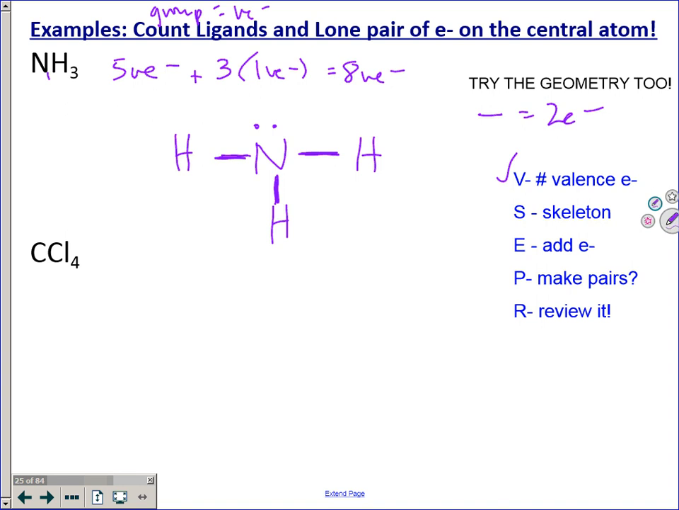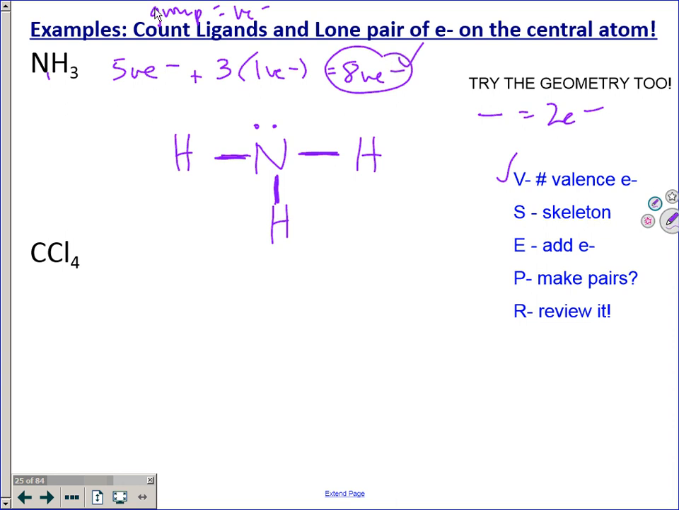So basically I'm skipping this pair things. I don't need it right now. But I'm reviewing it. How many electrons do I have total? 2, 4, 6, 8. How many was that supposed to have? 8. Check. That's the structure. But as you practice, you get your flow.